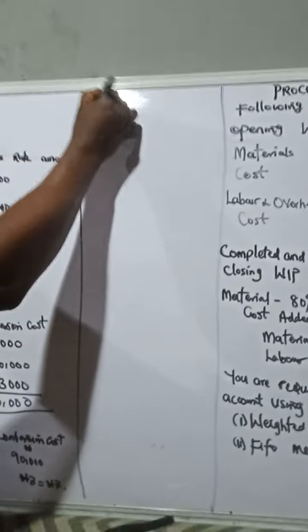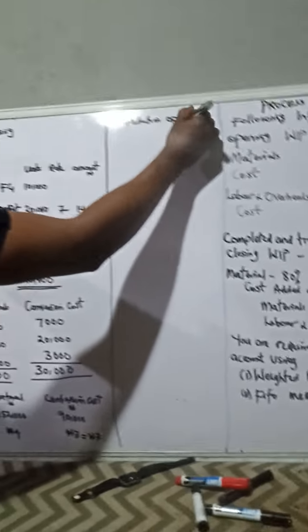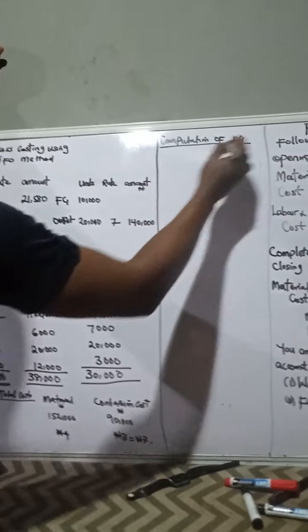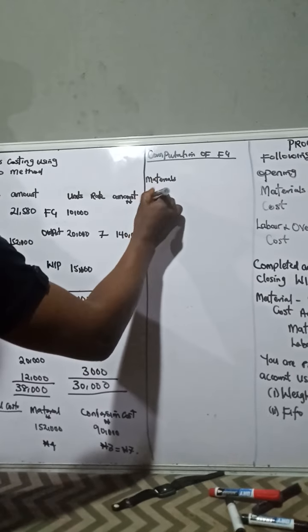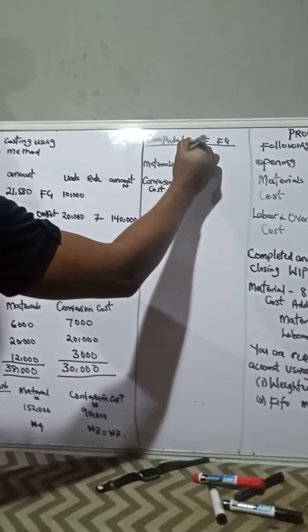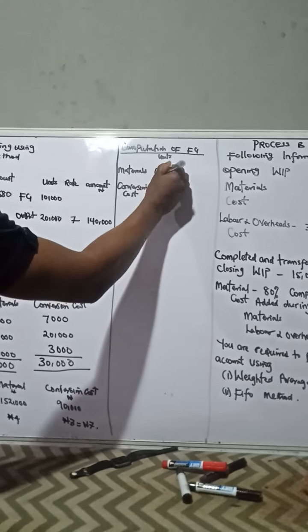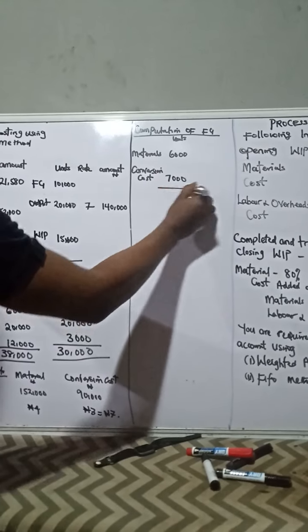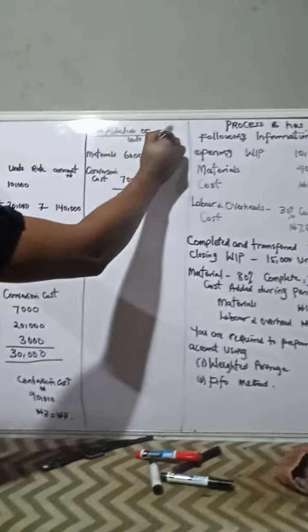Computation of finished goods now. So for my finished goods, I have my material and conversion cost. For material, I have my units. Let's go to the finished goods. The unit is 6,000 for material. Conversion cost is 7,000. So this gives me 13,000. Do you get it now? So I'm now bringing in my rates.